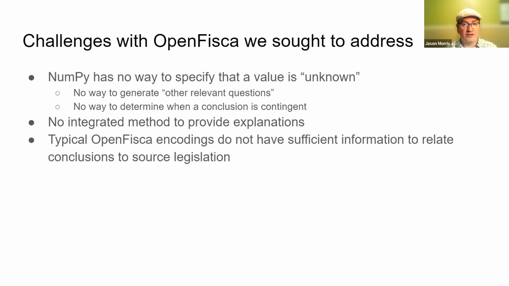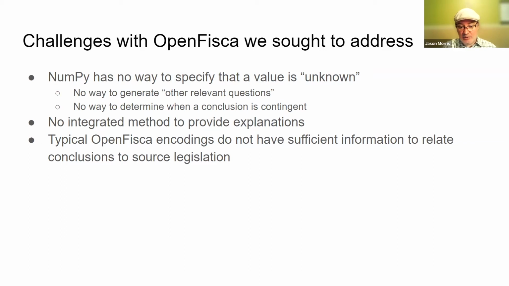And in Open Fisca, all different data types are represented as numbers. So if you're dealing with a date and you don't know the date, NumPy assumes that the numerical representation of the date is 0. That's the closest you can get to unknown, which means that in Open Fisca, the closest you can get to an unknown date is January 1st, 1970, which clearly isn't unknown at all. It's just wrong. So that creates a problem when you're trying to deal with other relevant questions and with contingent answers, because other relevant questions and contingent answers depend on being able to tell the difference between pieces of information that were provided by the user and pieces of information that weren't.